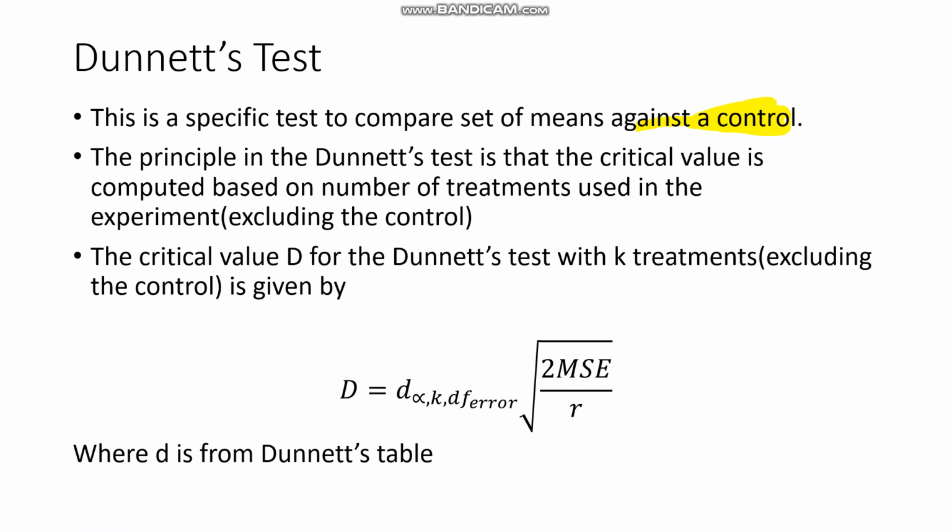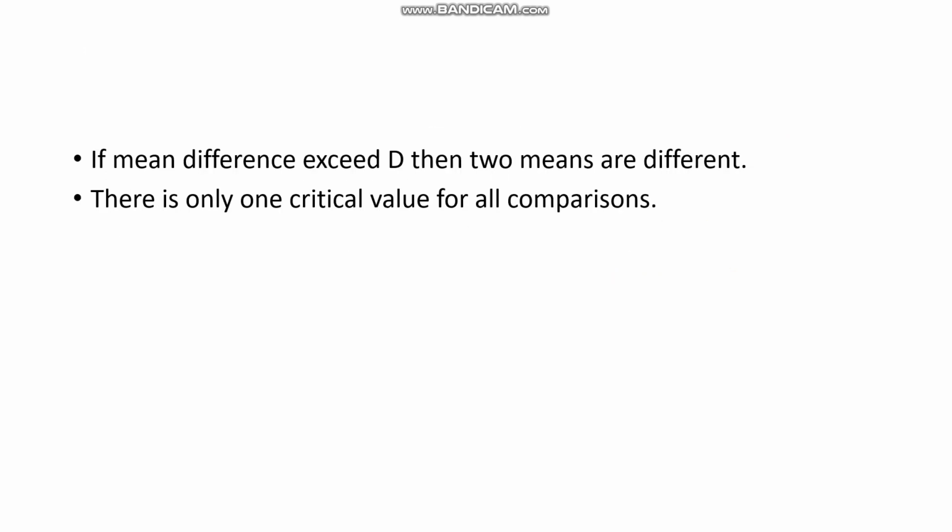Yes, the principle in the Dunnett test is that the critical value is computed based on the number of treatments used in the experiment, including the control also. The critical value D for the Dunnett test with K treatments, K representing the treatment amount, is given by the displayed equation. So you need to use the Dunnett table to take this value. Then you can apply these equations to find the critical value of the test. So the decision rule is the same as the previous one.